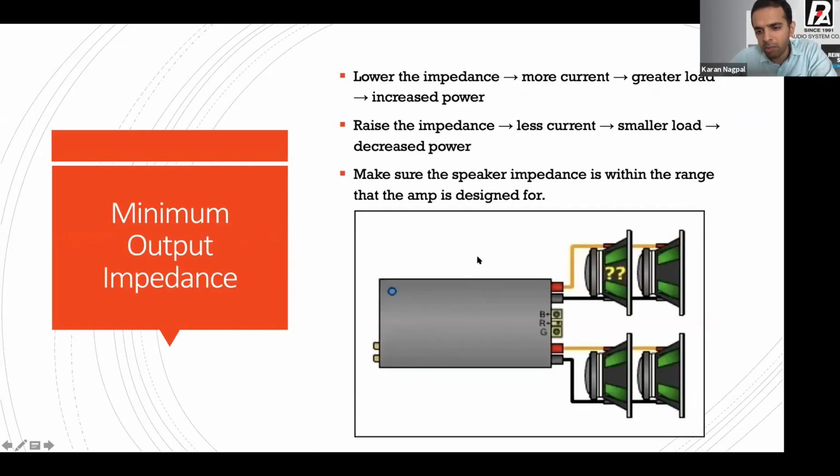Like I said, this is the minimum impedance of your amplifier. As you keep adding speakers in parallel, the impedance will keep dropping. So a conventional speaker is usually about 8 ohms. As you go lower, your impedance will reduce. There's more current and greater load, and the power requirement is increased. And if you raise the impedance, there's less current, smaller load, and decreased power.